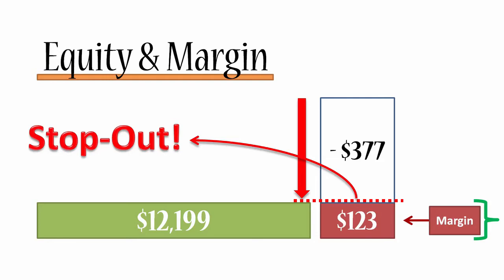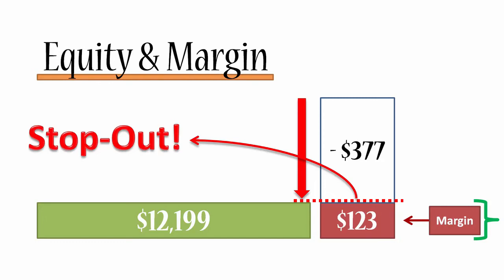So basically the broker is saying, okay, this trader doesn't have any free margin left, we should close the position. In that case, what will happen is they pull back their $12,199 and you get back your margin. So your margin is returned to you.